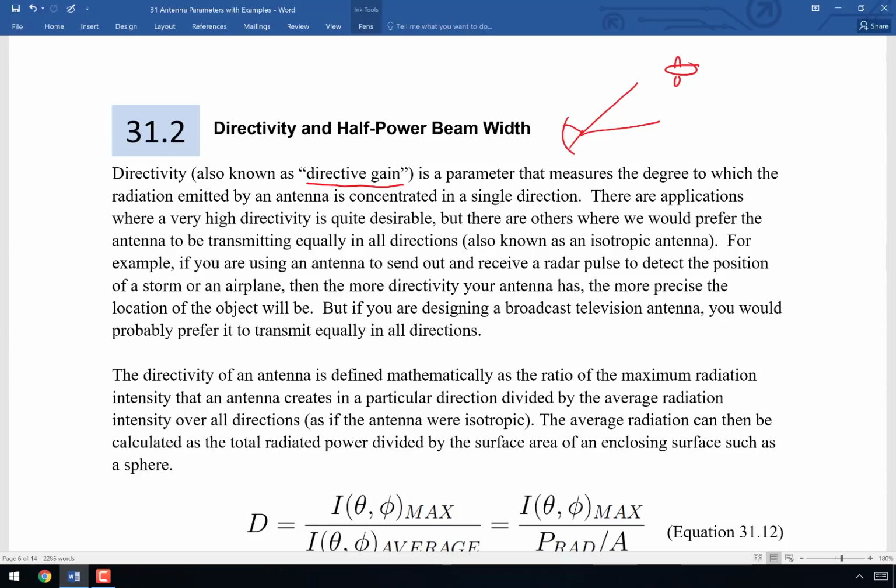But if you were thinking, oh, I'm going to work for a radio station, I'm going to work for a TV station, in those cases, you don't want to just beam your signal to one neighborhood. You want to send it to the whole city. So there we'd like to have an antenna that is going to be transmitted equally in all directions. By the way, that means that's an isotropic antenna. So if you hear the word isotropic, iso means same and tropic means direction. So isotropic means it's the same in all directions.